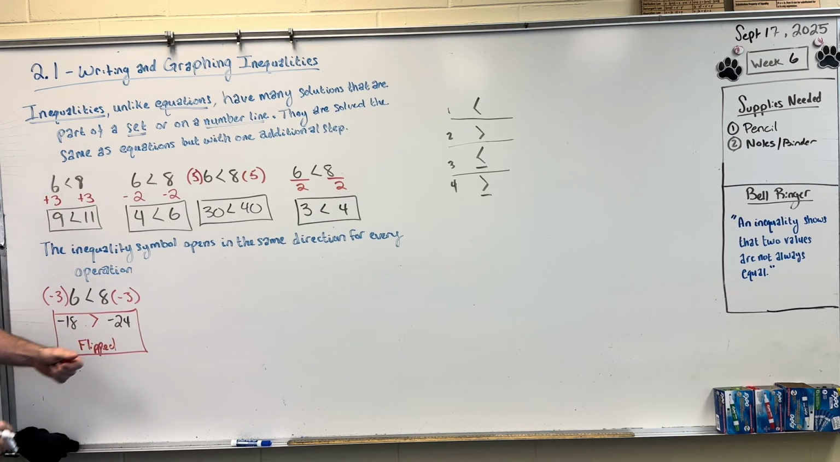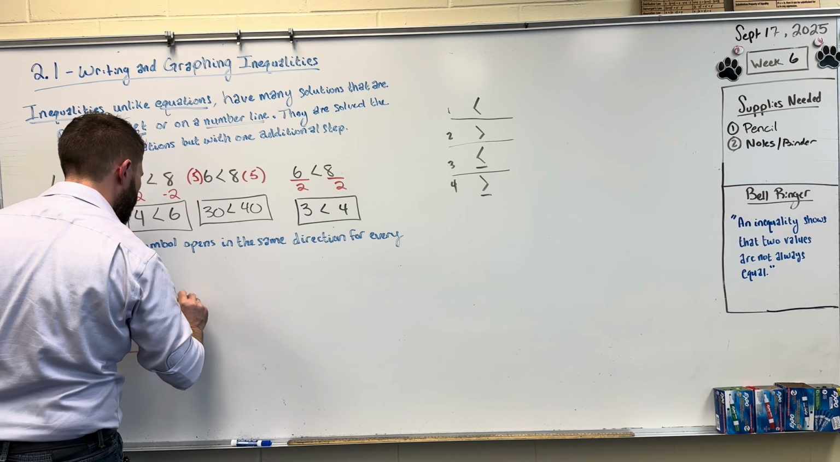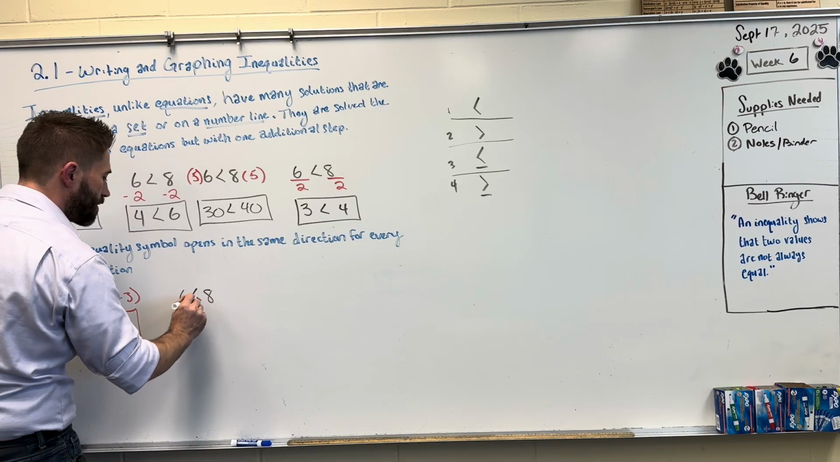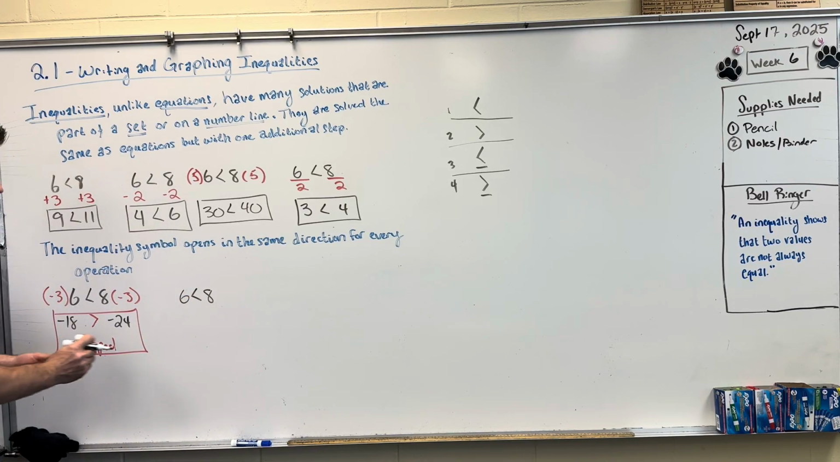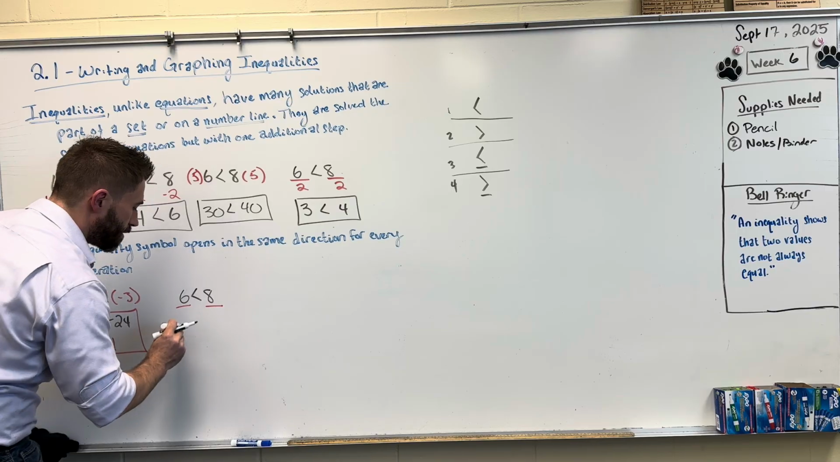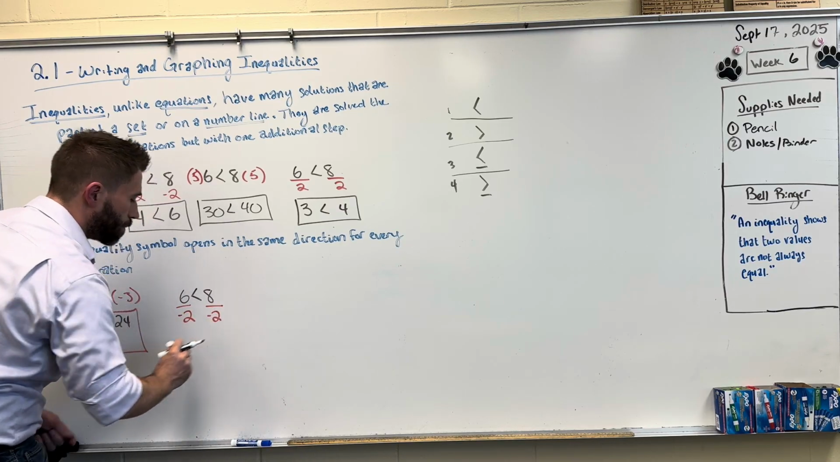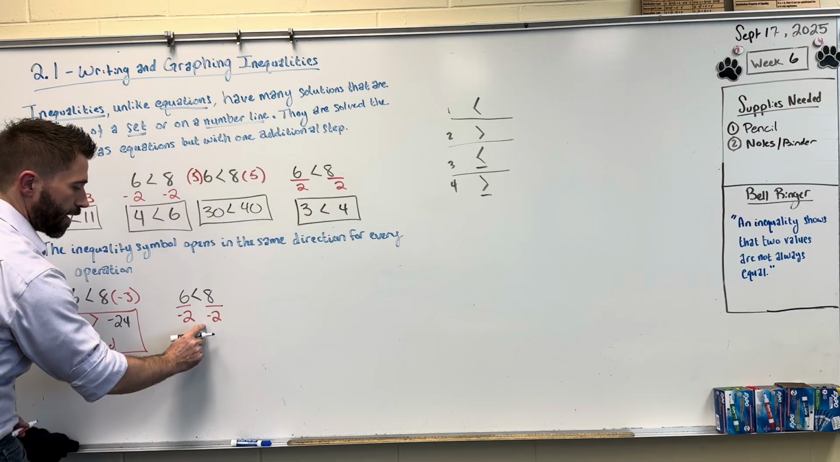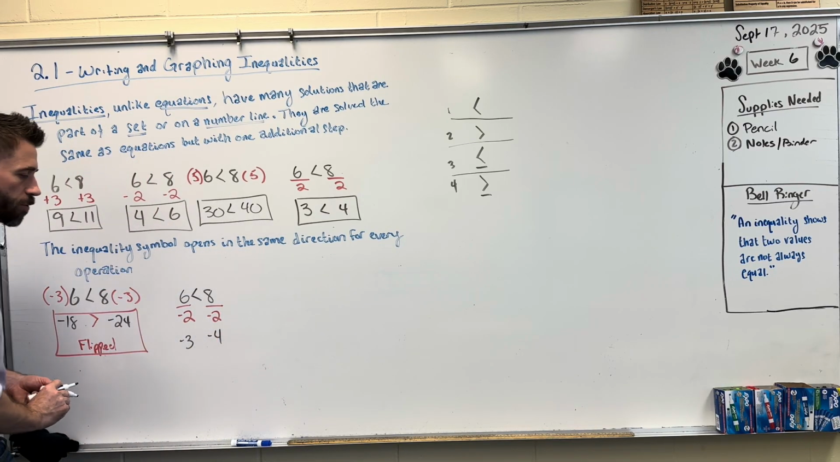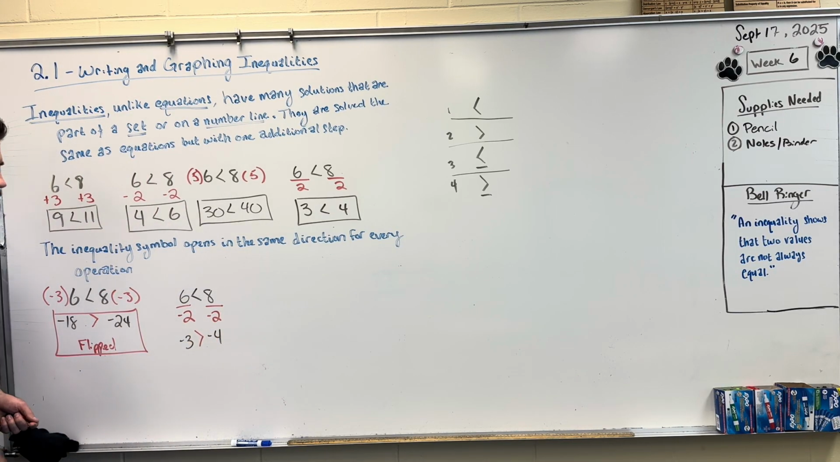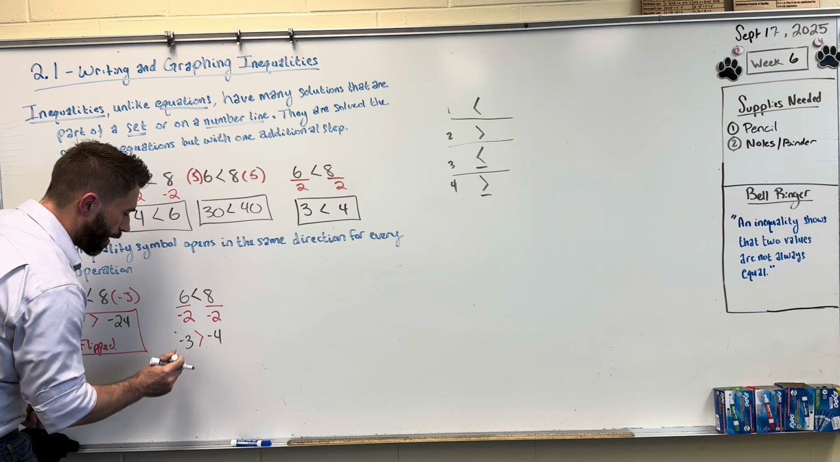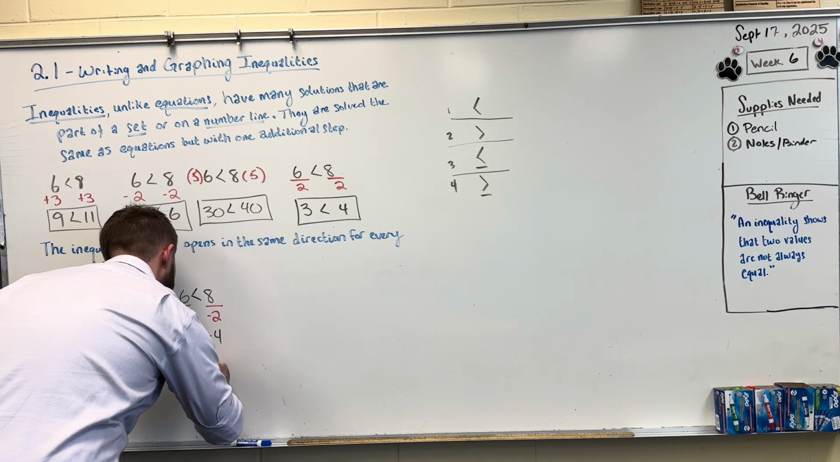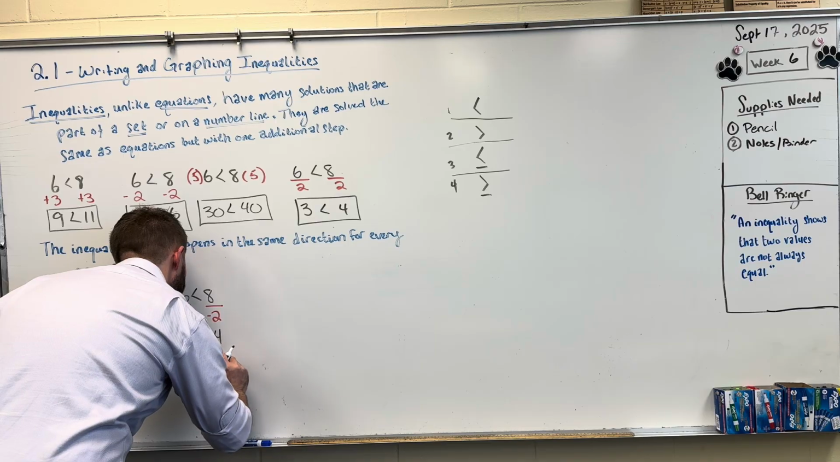Okay, now let's take that same 6 and that same 8. 6 is still less than 8, and let's divide by something. Let's divide by a negative 2. 6 divided by negative 2 is negative 3. 8 divided by negative 2 is negative 4. Which one's greater? The negative 3. Okay, so with that, it flipped again.